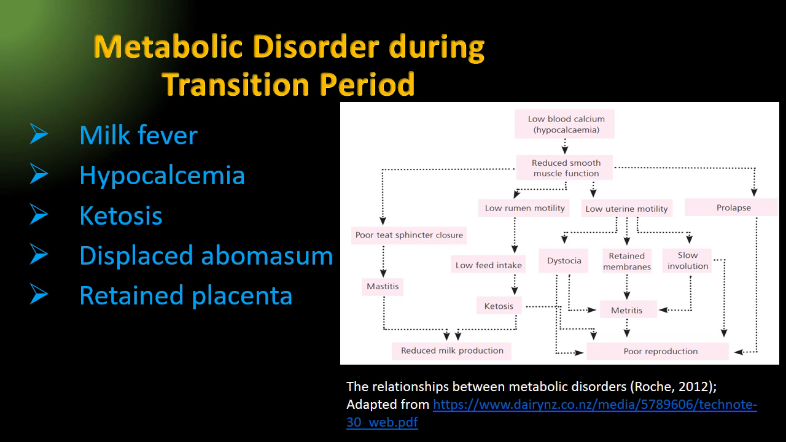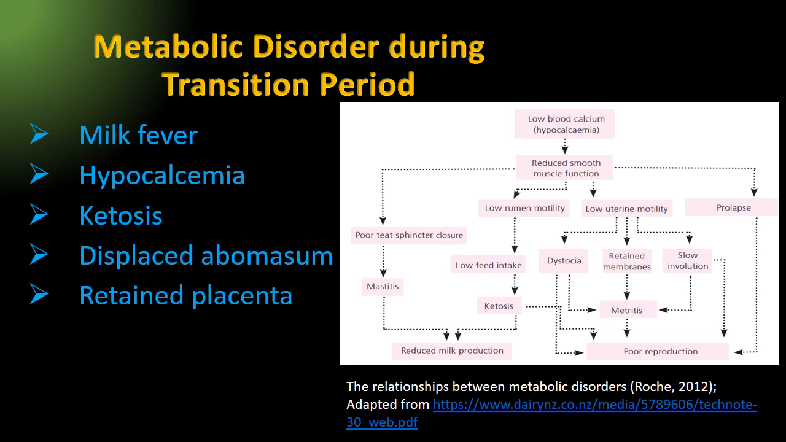And similarly, this low calcium can result in low rumen motility, as the smooth muscles cannot contract properly. Then low uterine motility may occur, and that also leads to dystocia, retained membrane, slow involution. So all these metabolic disorders are interlinked. So be careful while feeding your animal during the dry period.